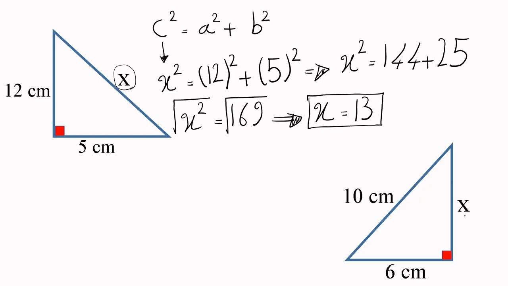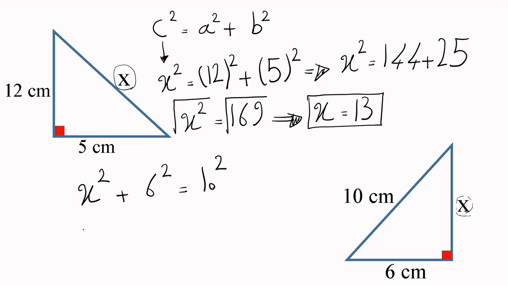Look at the next example. Here, x, or the missing value, is one of the legs and not hypotenuse. Okay, I'm gonna write addition of squares of legs, x squared plus 6 squared is equal to 10 squared.